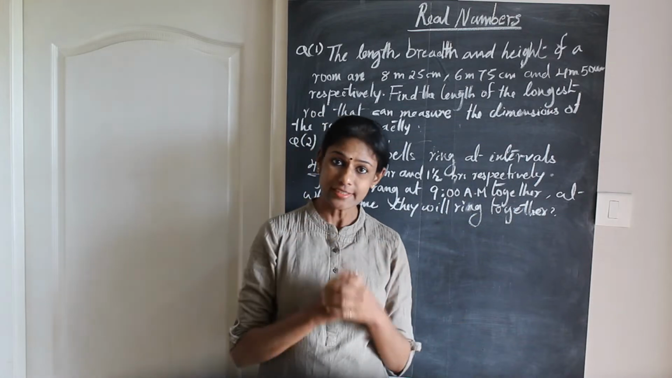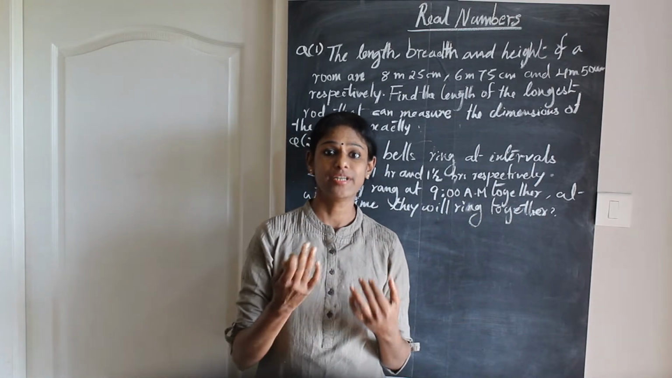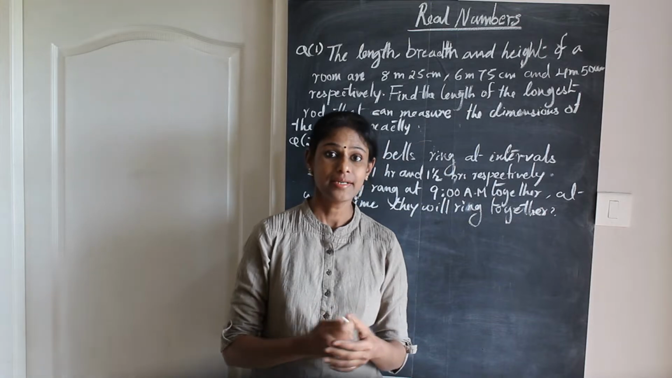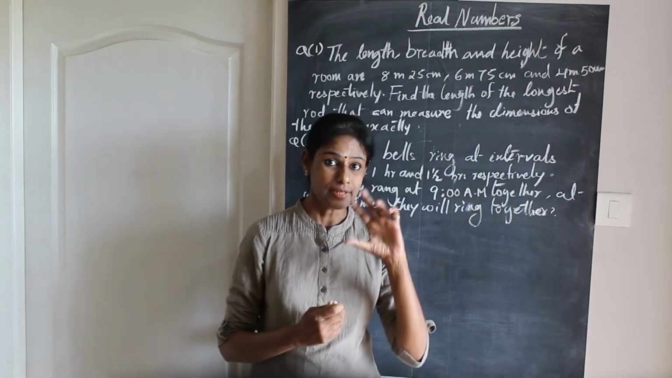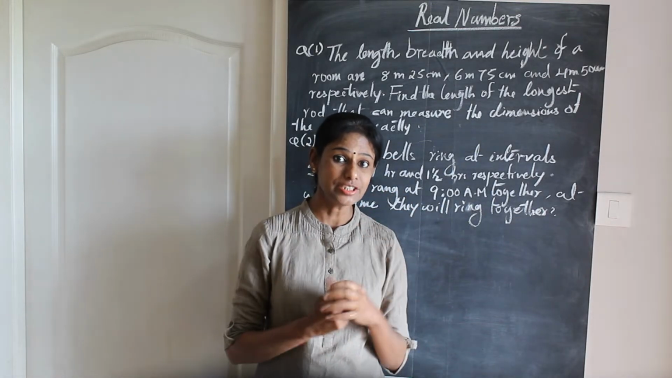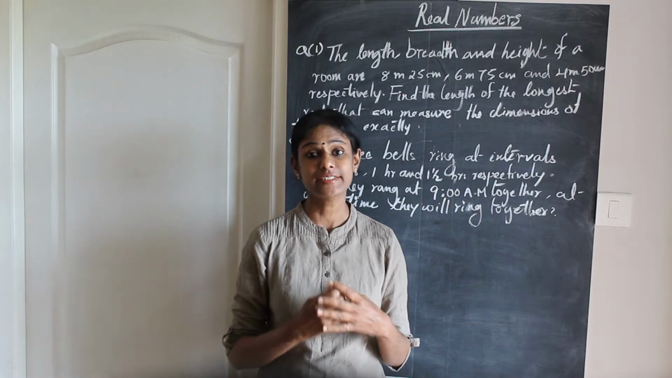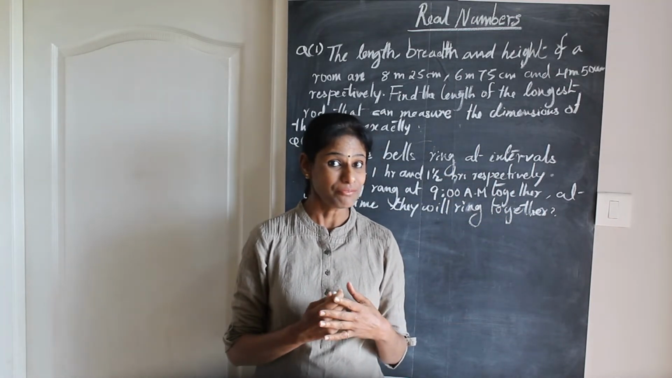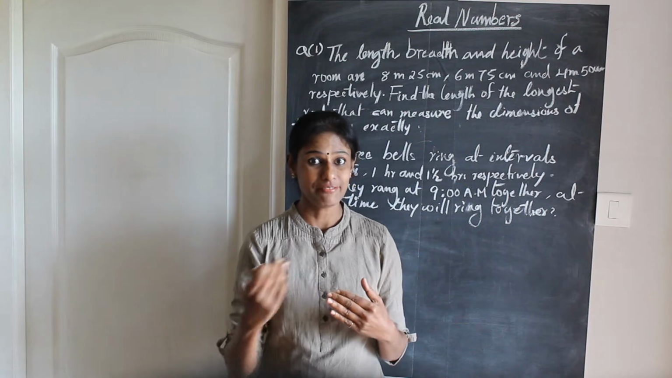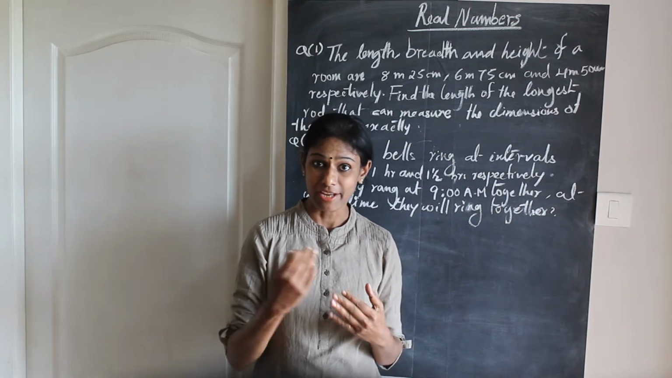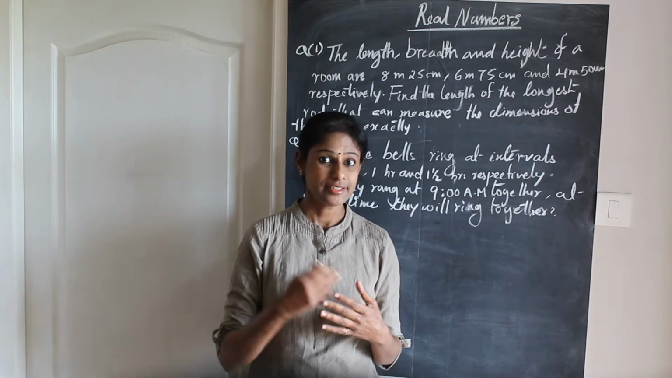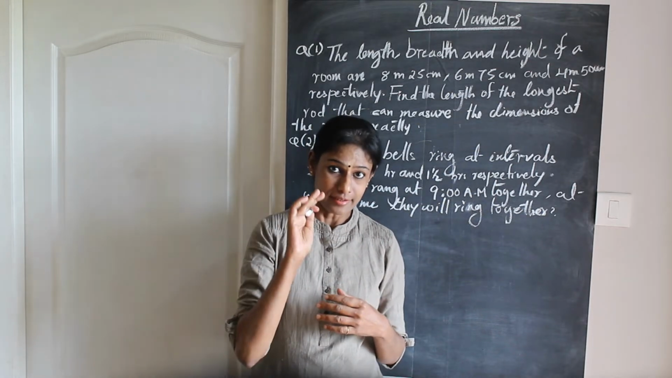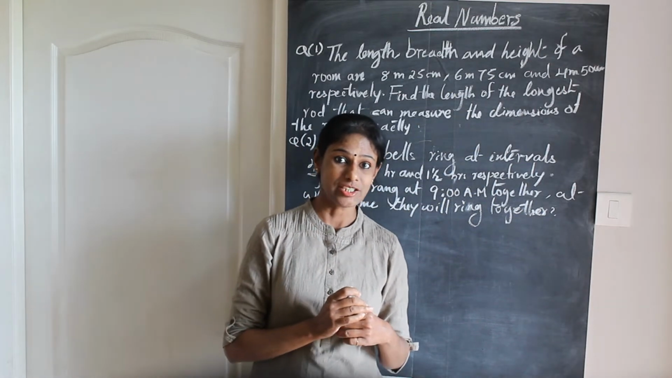So in this chapter we started with what is meant by a real number, the number system. Then we moved on to Euclid's division lemma and Euclid's division algorithm to find the HCF of two numbers. Then we learned the prime factorization method. Then afterwards, how to prove that a particular number is irrational.